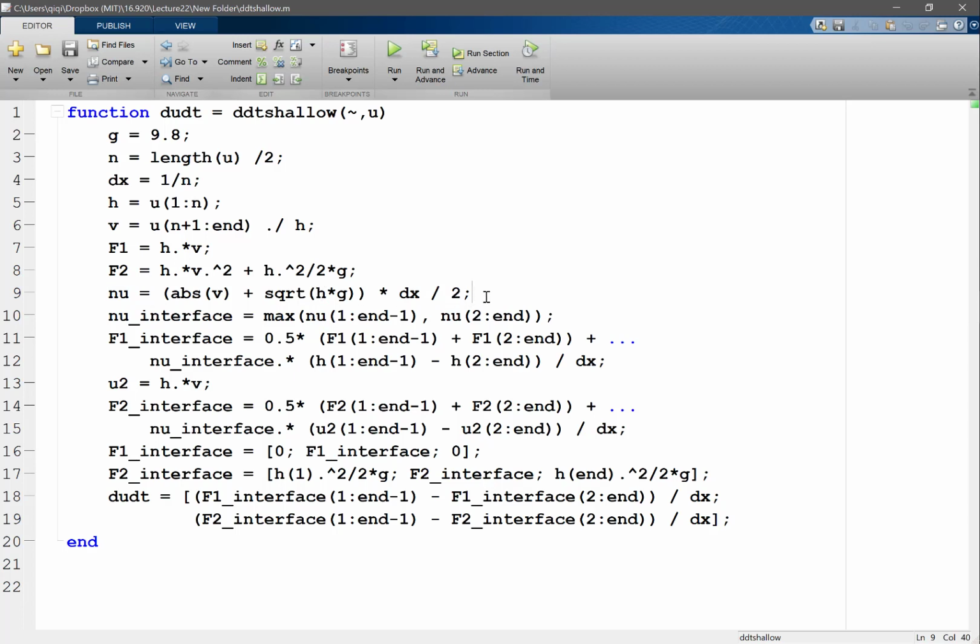It's the same. And my new interface is just the maximum over the numerical viscosity from both sides. So the flux on the interface is the average of the fluxes on both sides evaluated in the cell. It's a first order code, plus the numerical dissipation times the difference in the h's.